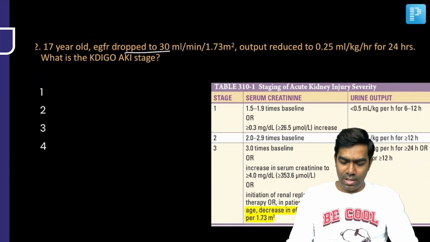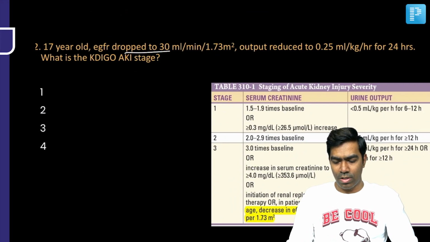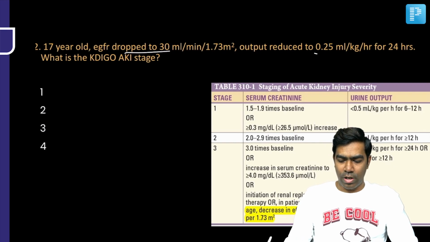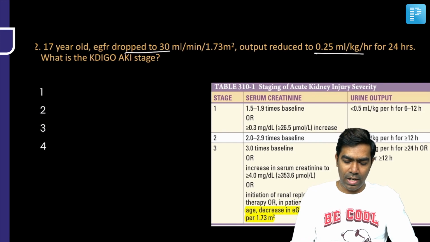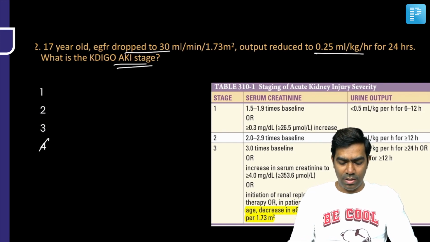17-year-old, eGFR dropped to 30 ml per minute per 1.73 meter square body surface area. Urine output reduced to 0.25 ml per kilogram per hour for approximately 24 hours. What is the KDIGO AKI stage? There is nothing called AKI stage 4. It's either stage 1, 2 or 3.